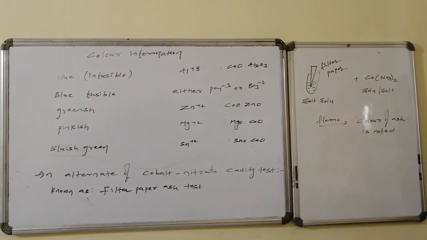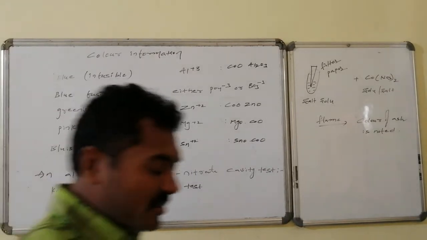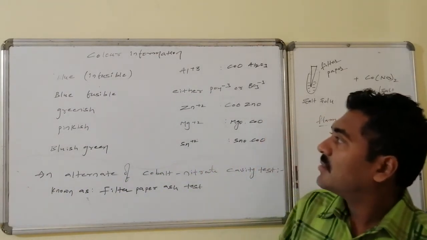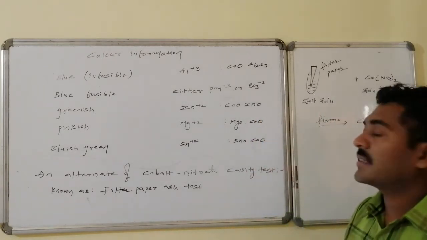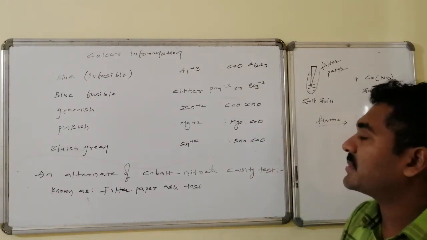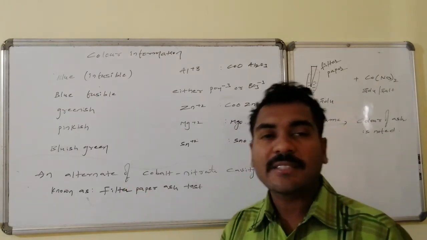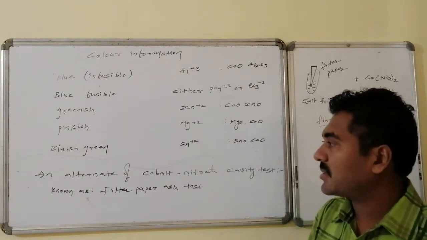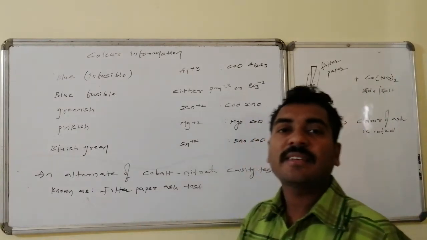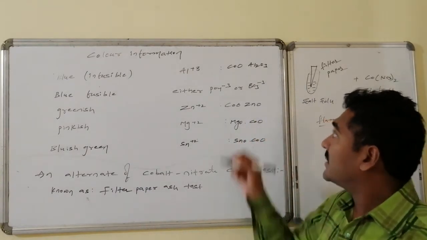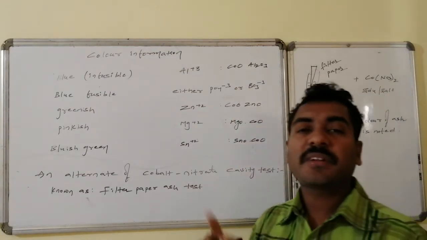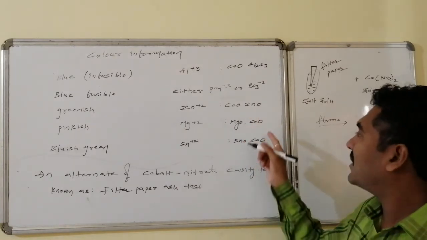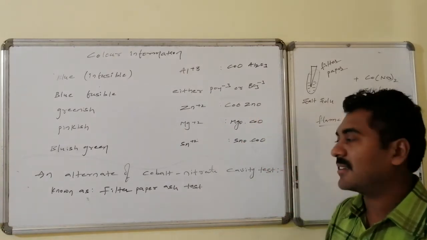The color information: suppose if it is blue in color with infusible material, then aluminium oxide is present, whereas blue with fusible material indicates either phosphate ion or borate ion is present. If it gives green color, as we discussed, it is zinc oxide. If it is pinkish in color, that is magnesium oxide. If it is bluish green, then it is tin oxide. The 1:1 ratio adduct complexes are like this: cobalt oxide alumina, cobalt oxide zinc oxide, cobalt oxide magnesium oxide, cobalt oxide tin oxide.